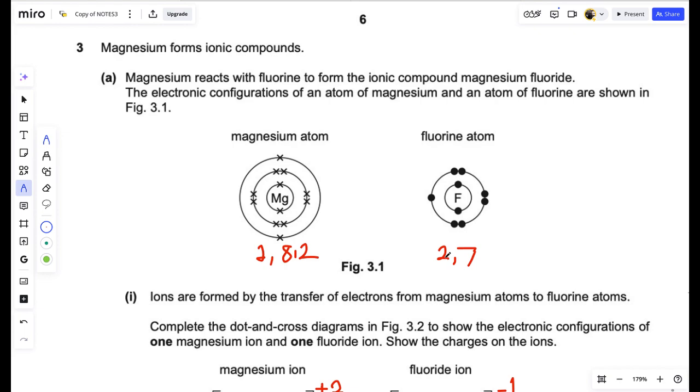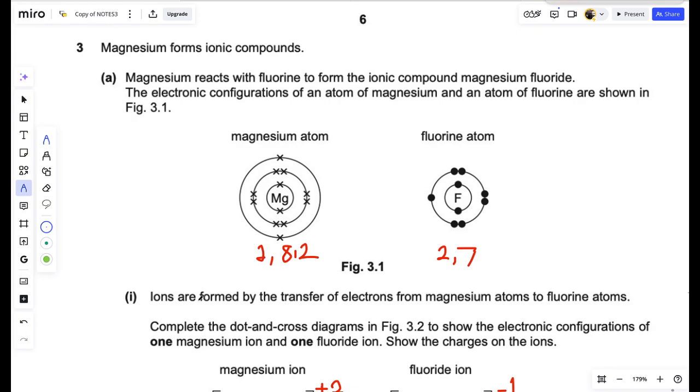Now let's take a look at that of the magnesium atom. You can see the first shell has 2 electrons. The second shell has 8 electrons. The third shell has only 2 electrons, right? Which is these 2. And then for fluorine, the first shell has 2, the second shell has 7. So what happens is that ions are formed.